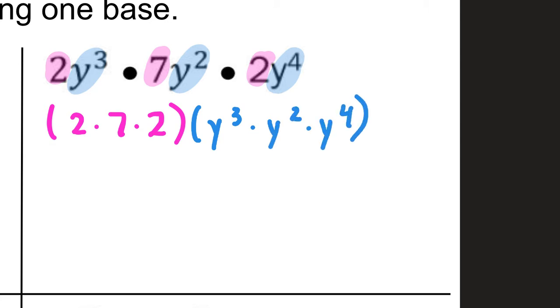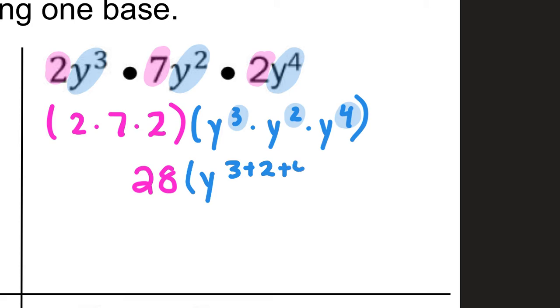Now if I simplify the multiplying, 2 times 7 is 14, times 2 gives me 28. And I have to combine my bases by adding. So I'm going to add, so it'll be y to the 3 plus 2 plus 4. And then when I finish simplifying, the 28 stays. I add all these together to give me y to the 9th.